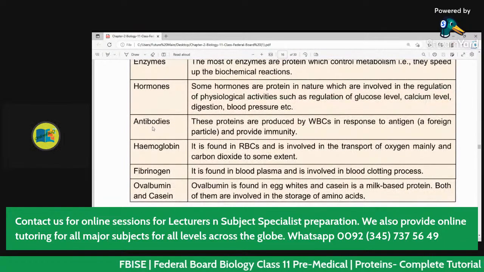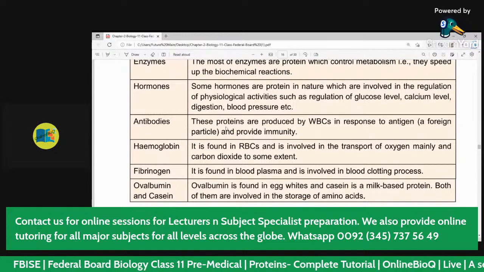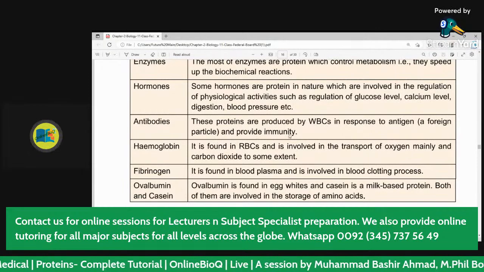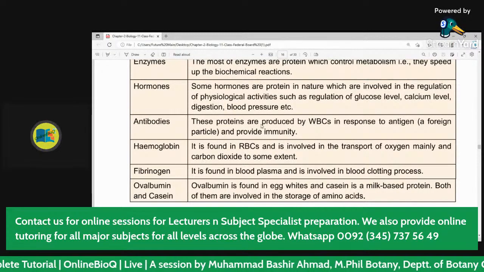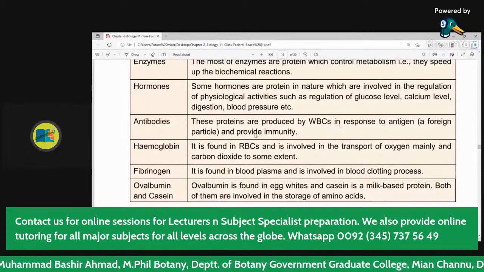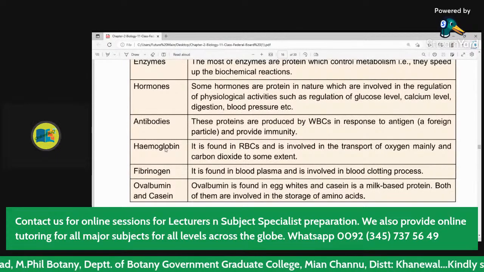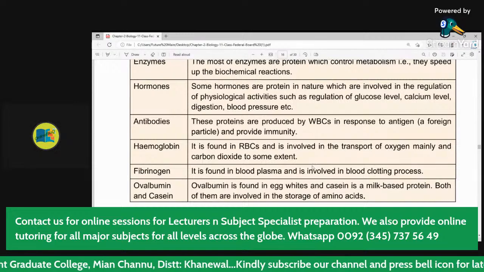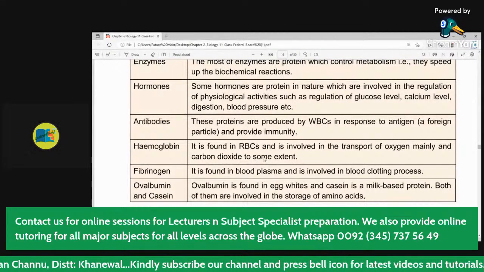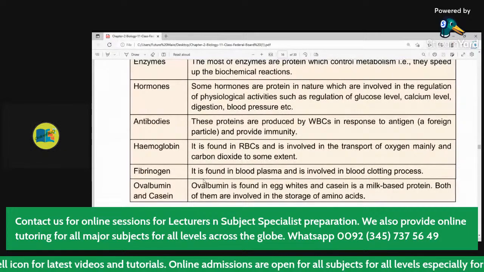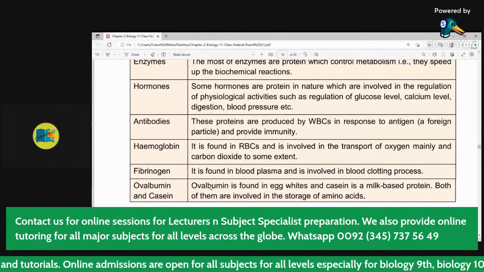Similarly, another type of functional proteins are antibodies. These proteins are produced by white blood cells in response to an antigen, a foreign particle, and provide immunity. Next is hemoglobin. It is found in red blood cells and is involved in the transport of oxygen mainly, and carbon dioxide to some extent. Next is fibrinogen. It is found in blood plasma and is involved in the blood clotting process.